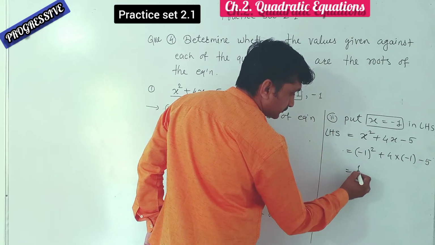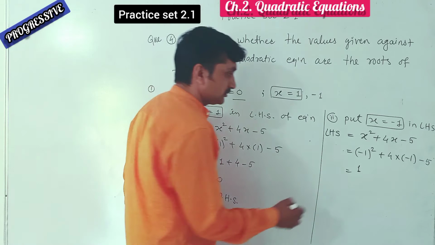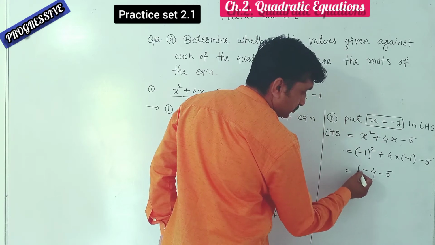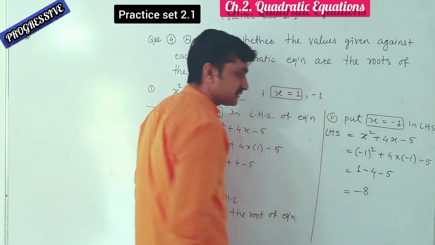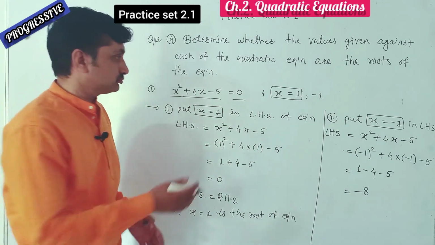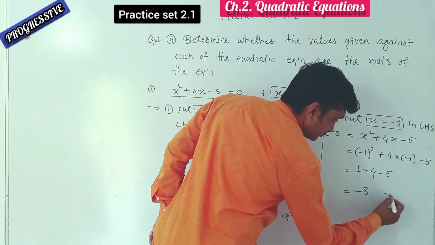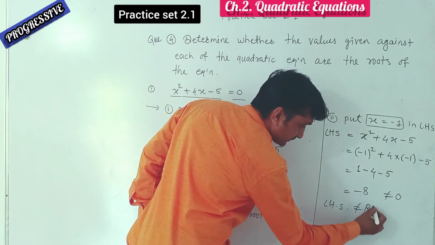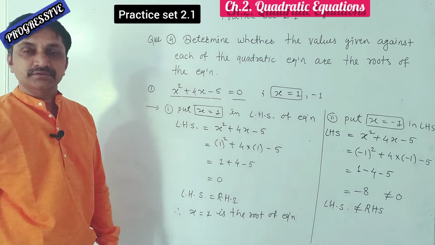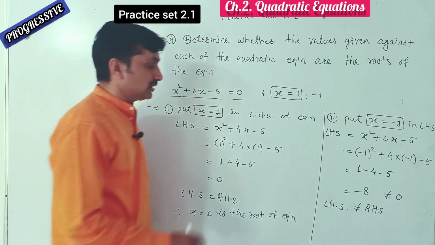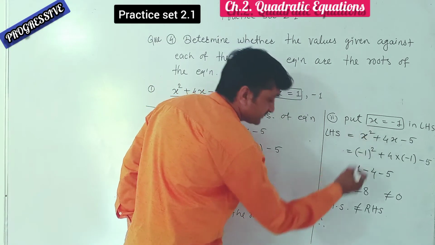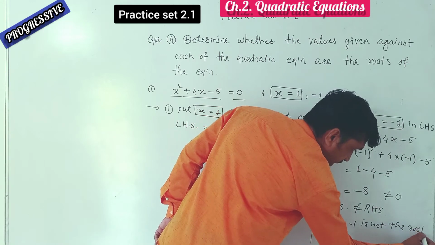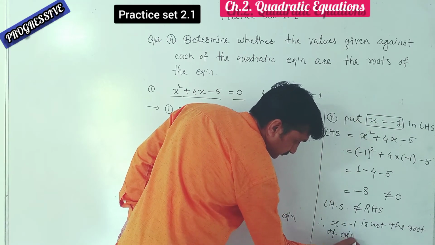Minus 1 square is 1, square of minus 1 is 1, plus minus, 4 ones are 4, and this minus 5. Now see what we get here: 1 minus 4 is minus 3, minus 3 minus 5 is minus 8. Do we get 0 here? No, it is not equal to 0. Therefore here LHS is not equal to RHS. We did not get LHS and RHS equal, and if both sides are not equal, then we have to write here x is equal to minus 1 is not the root of the equation.